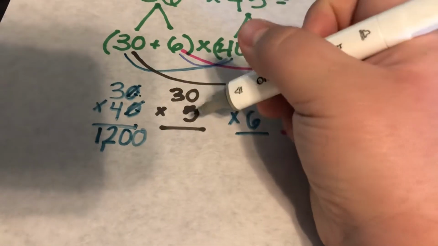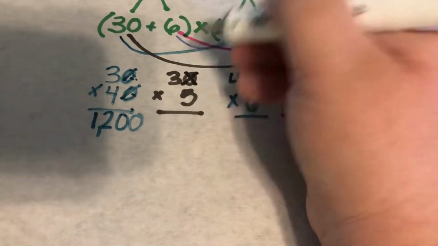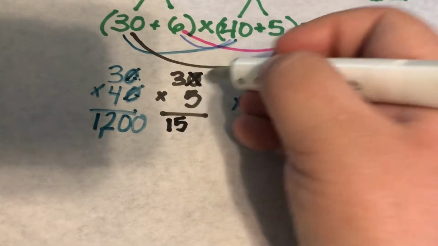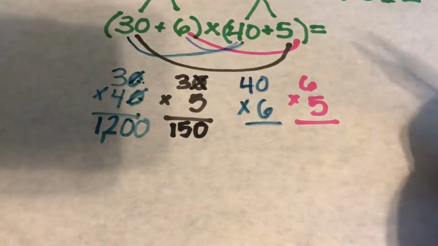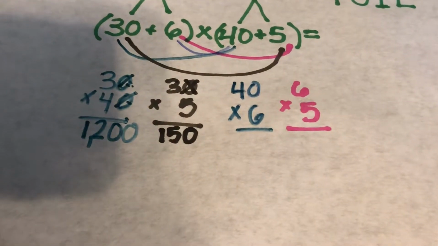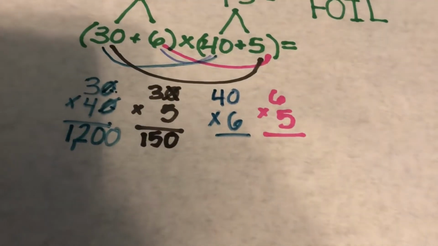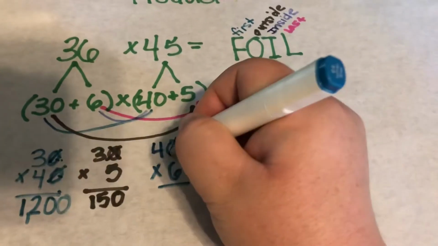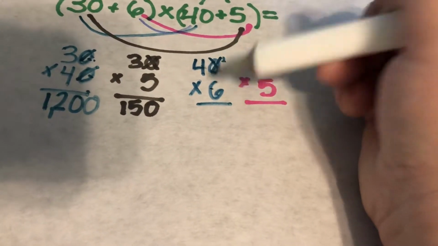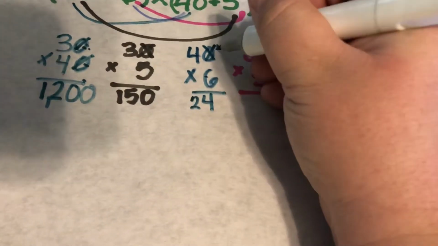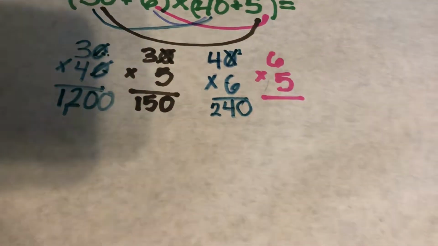Now let's go to this problem. Again, if we take that placeholder off and we do 5 times 3, that's 15, but we need to bring that placeholder back down, which is 150, because this isn't actually a 3, it's a 30. Now we have 40 times 6. If we take that placeholder off, because it's not really a 4, it's a 40, and we do 4 times 6, that's 24. Now that placeholder comes back to the answer, and it's 240.